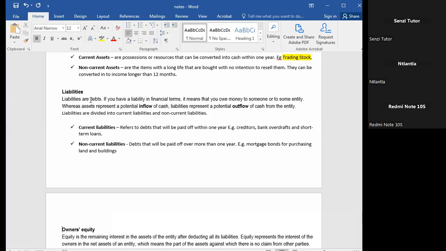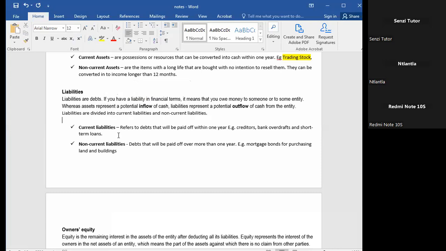When we are talking about liabilities, we are talking about what? A debt of the business. It says that liabilities refers to the debts that will be paid off within a specific year. But according to my definition, if you have a liability in financial terms, it means that you owe money to someone or to some entity. Whereas an asset refers to a potential inflow of cash. Assets are causing the inflow of cash.